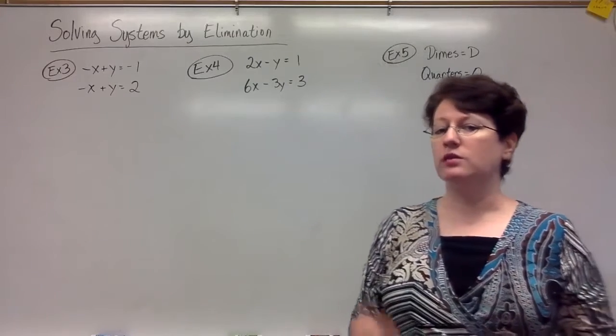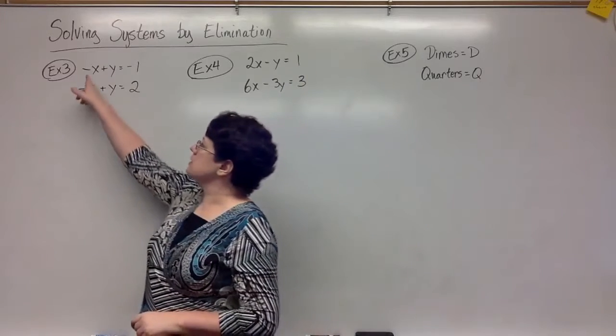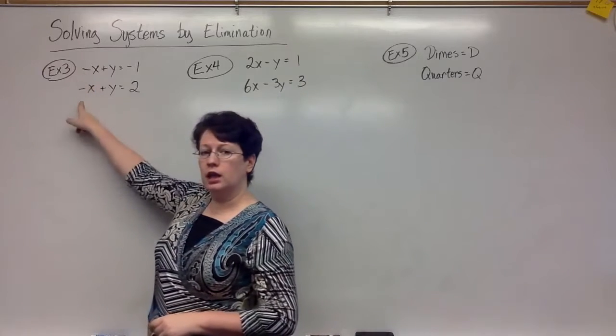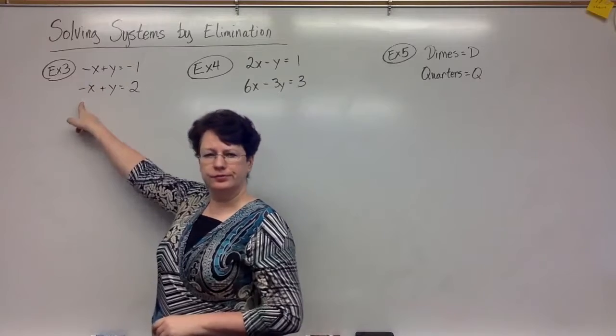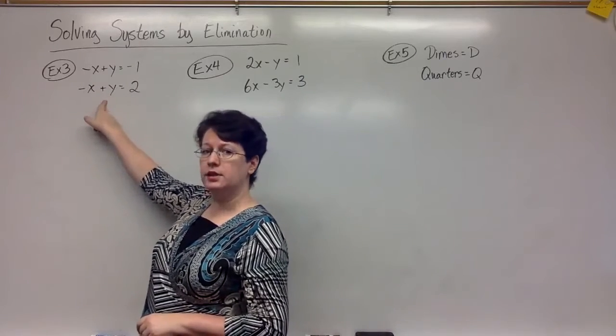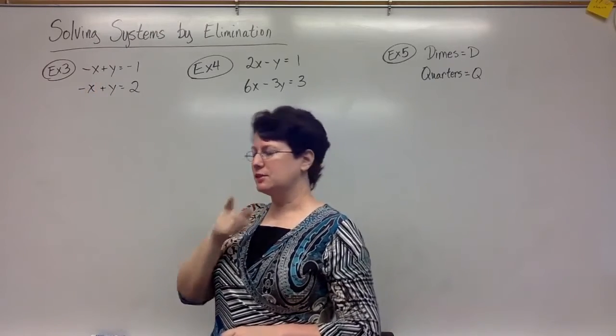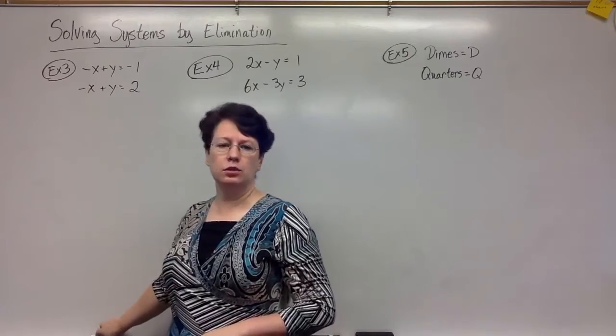Remember, we look for same coefficient, opposite signs. So I'm looking at my x's in example 3, and I see they both are negative, both -1. That's interesting. We could switch that really quick. Y's, both positive and both a 1. Something's fishy here. Well, we're just going to multiply.